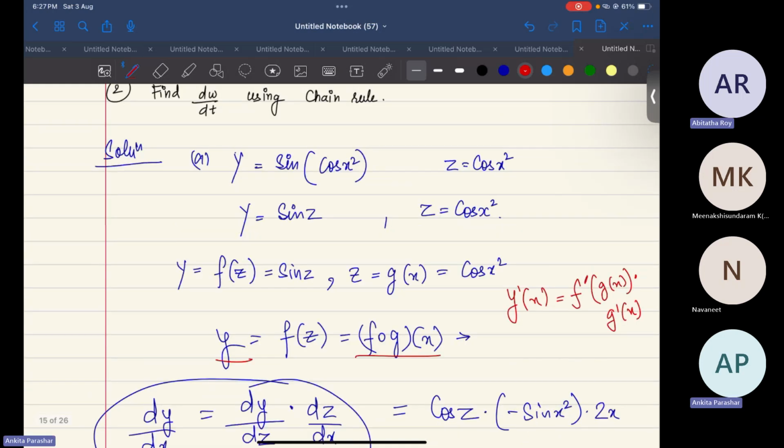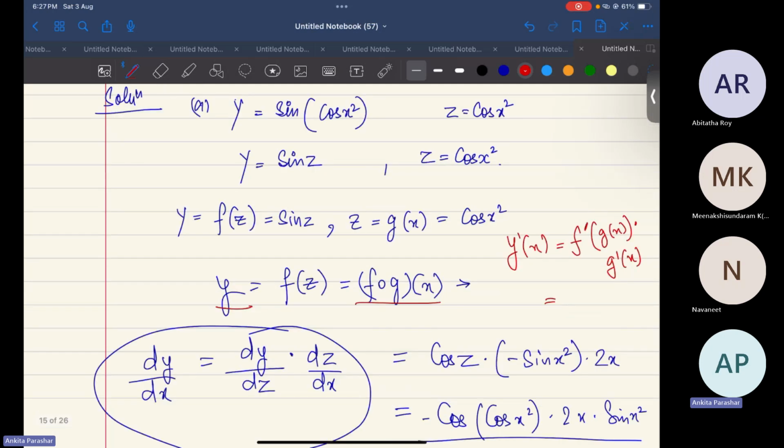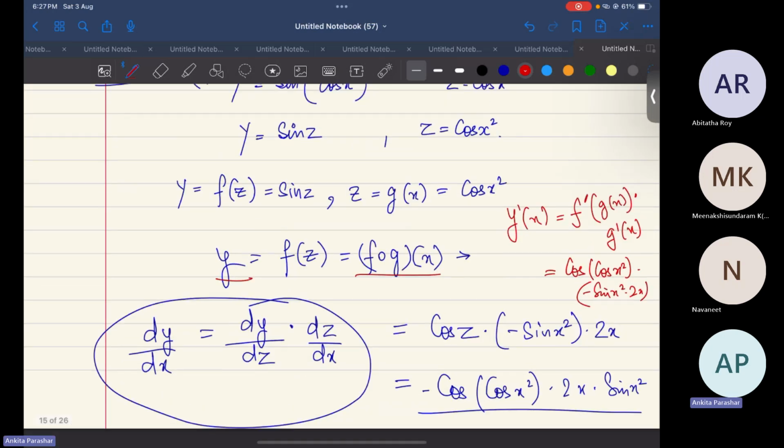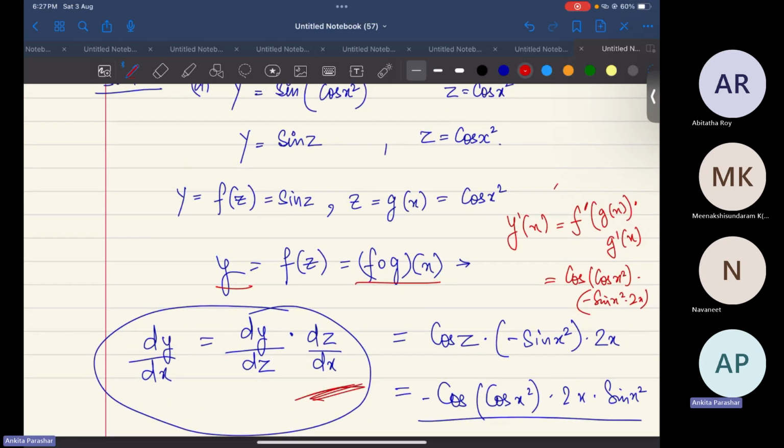Now, what is your f prime at g x? It is simply cos of cos x square. And then g prime x is nothing but minus sin x square into 2x. So the answer will be the same. Either you use this or you use this, it is the same thing.